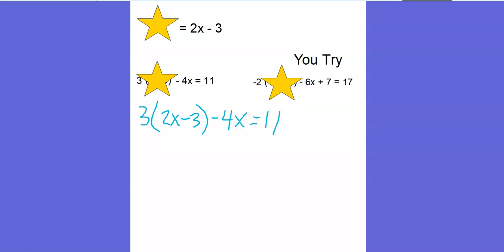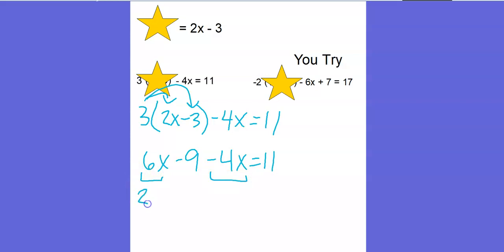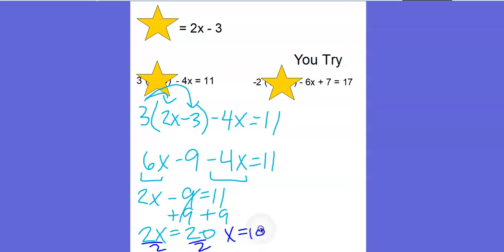So now these questions look like questions that we've done in class before. So 3 times 2x is 6x, 3 times negative 3 is negative 9, minus 4x is equal to 11. Combine these two terms: 6x minus 4x is 2x, minus 9 is equal to 11. Undo the minus 9 with addition by 9, and then 2x is equal to 20. So let's go ahead and undo the 2 by division, in which x is 10.